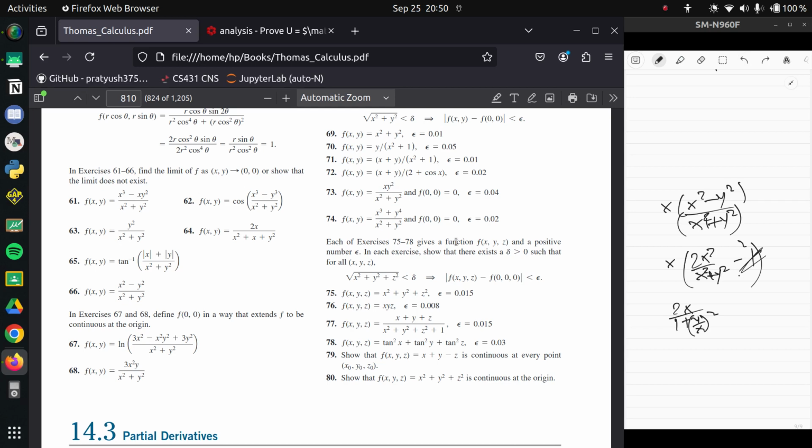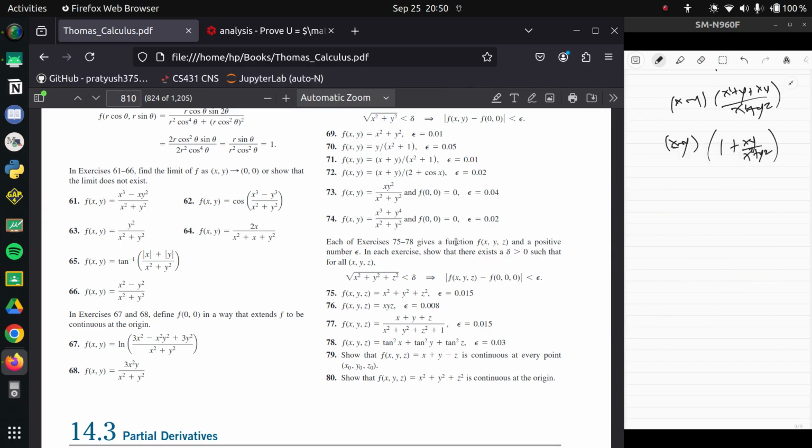Usual. Sine of x cube minus y cube upon x squared plus y squared. You can rewrite this whole thing as x minus y times x squared plus y squared plus xy upon x squared plus y squared. And then rewrite it as x minus y times 1 plus xy upon x squared plus y squared. Right. And we want the limit as xy tends to 0, 0.